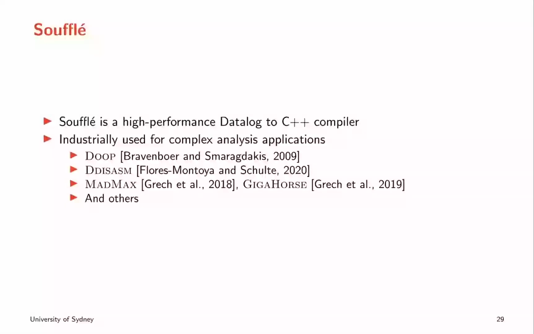We also implemented our approach in the Soufflé Datalog engine. So Soufflé is a high-performance Datalog to C++ compiler that's been used in industry for a number of different complex Datalog applications. For example, we have DOOP, which is a pointer analysis framework for Java programs. We have DSLs, which is a binary disassembler that's built in Soufflé. We have Mad Max and GigaHorse, which are 2 different approaches to analyzing Ethereum smart contracts for security issues, and many other applications.